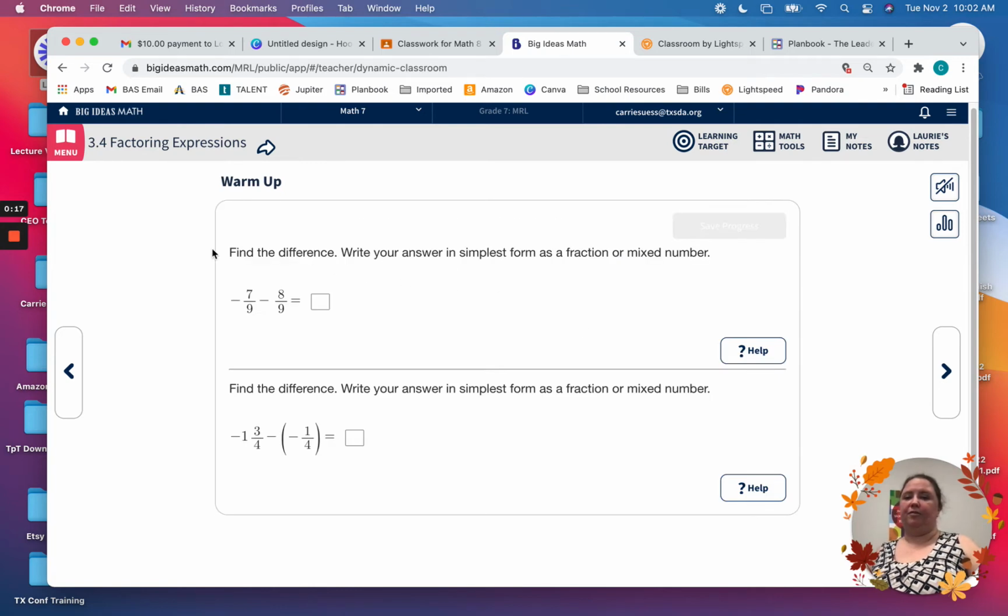Okay, find the difference. This is your warm-up number 1. What does difference mean? Subtraction. Means subtraction. Very good. So you're going to write your answer in simplest form as a fraction or mixed number. So first of all, can I immediately subtract these? Yes. Why? Because they have a common denominator. Very good. So do the subtraction there. And then again on the second one, you're also subtracting, and you may have a mixed number as your answer. So I'll give you just a few minutes to do that, and then we'll continue.